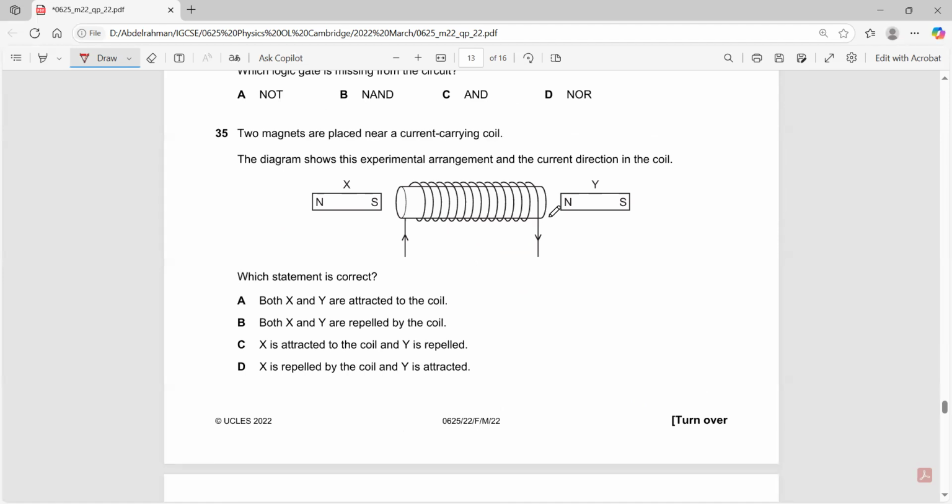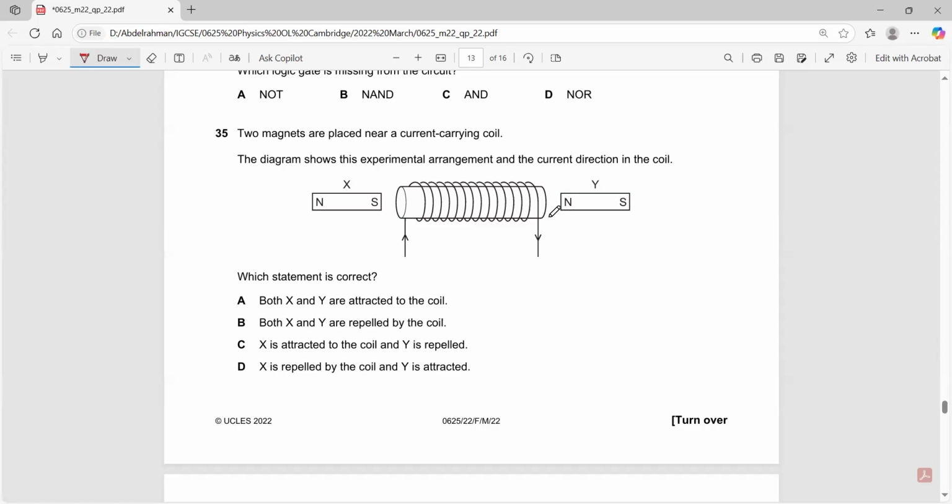35. Two magnets are placed near a current carrying coil. The diagram shows this experimental arrangement. Which statement is correct? Both X and Y are attracted, both are repelled, or one is attracted and the other is repelled. How should I know? Using the right hand rule grip.